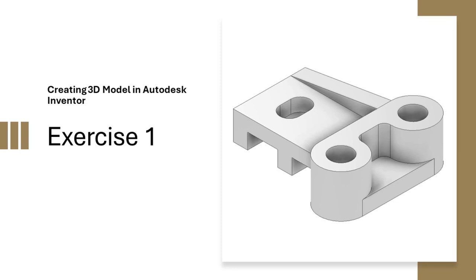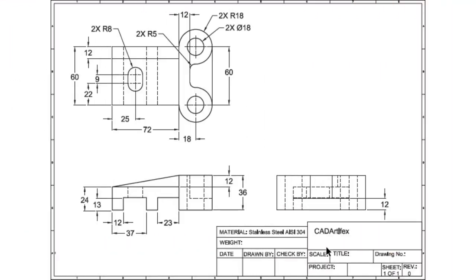In this session, we're going to work on exercise 1, where we'll create a 3D model. You'll also see various views and dimension drawing, which will guide us through the design process. Once the model is complete, we'll assign a stainless steel AISI 304 material and calculate its mass properties. All dimensions provided are in millimeters, so make sure your unit settings match before getting started. Let's dive in and bring this model to life step by step in Autodesk Inventor.